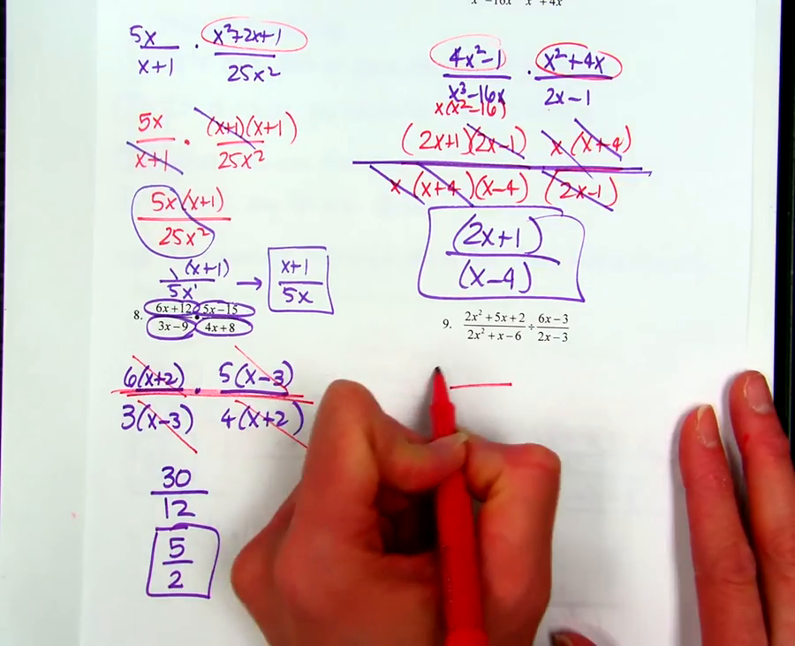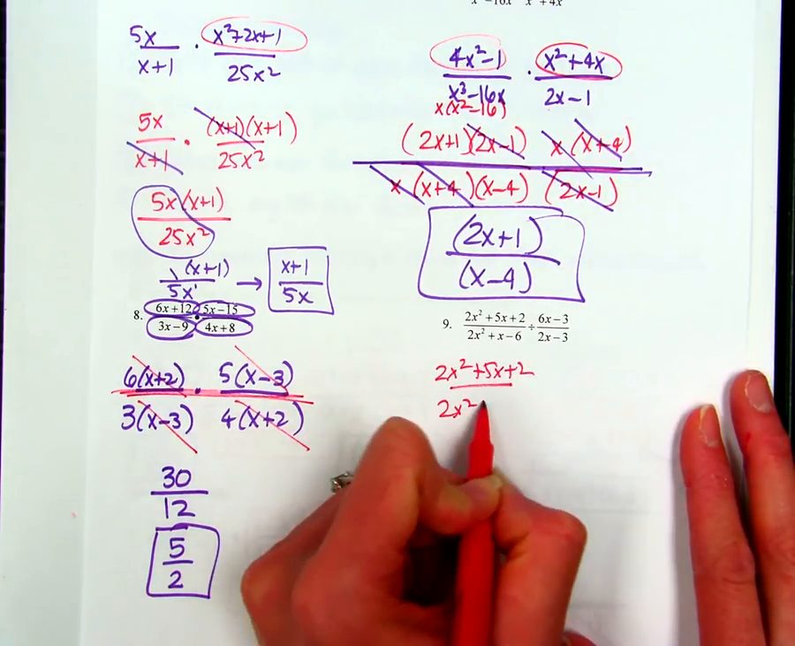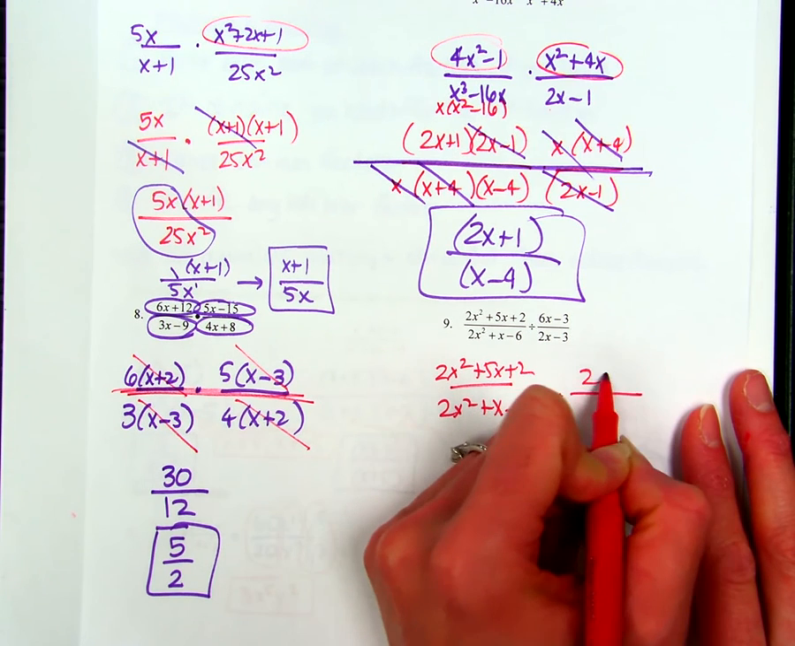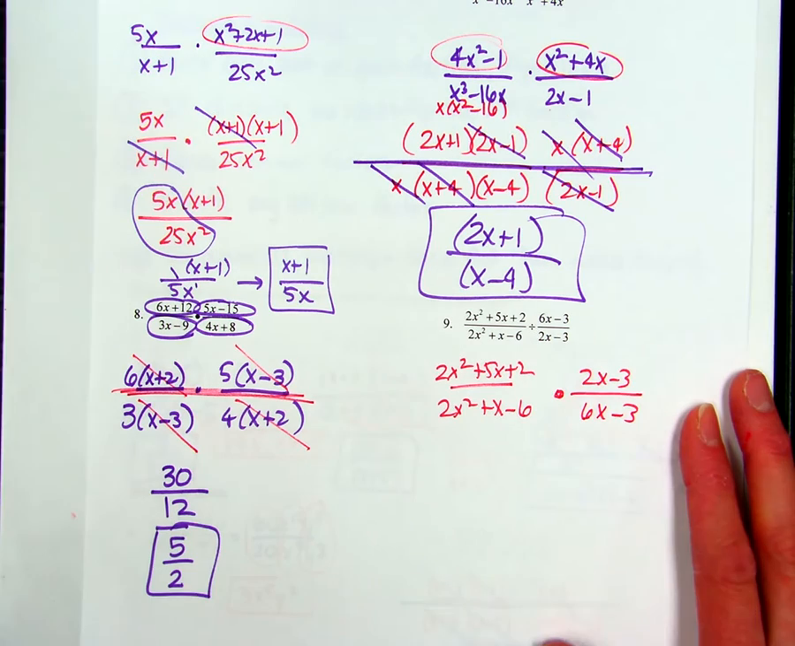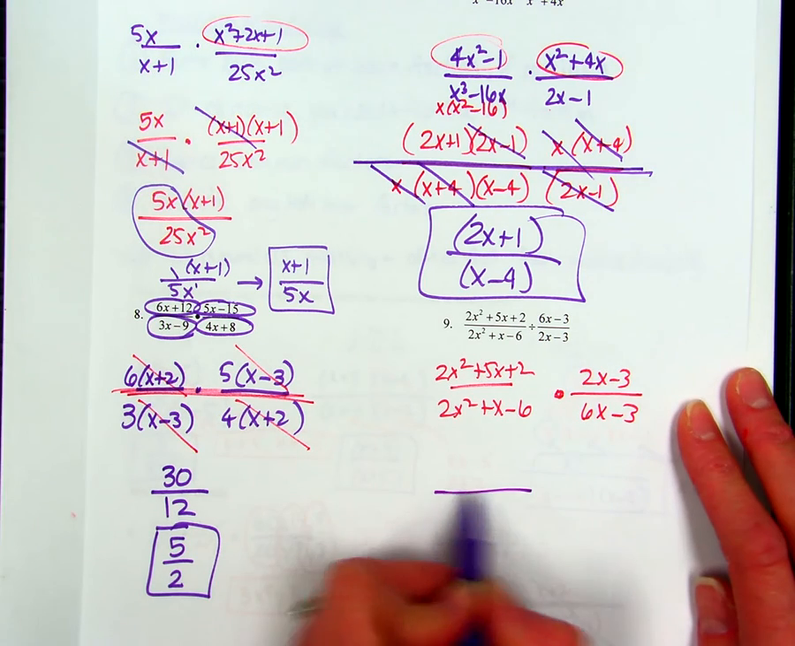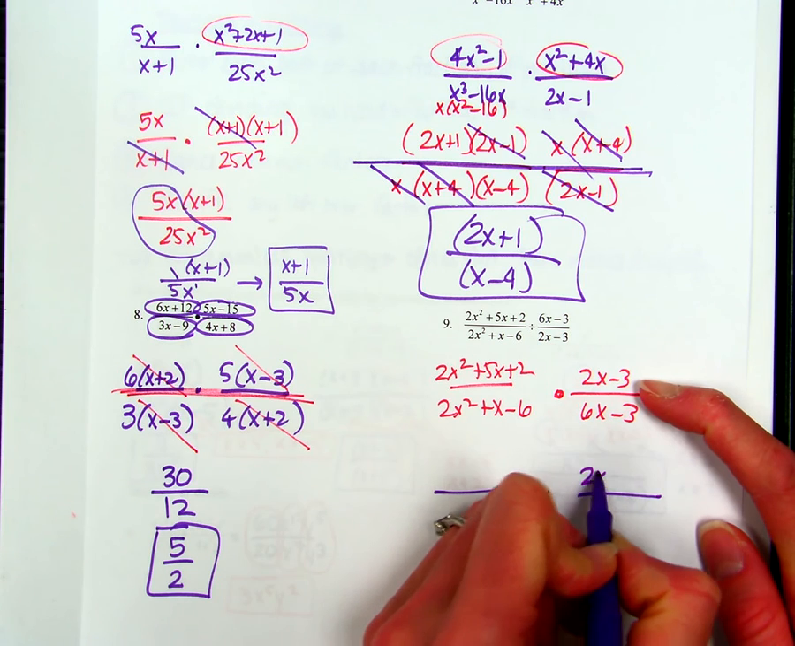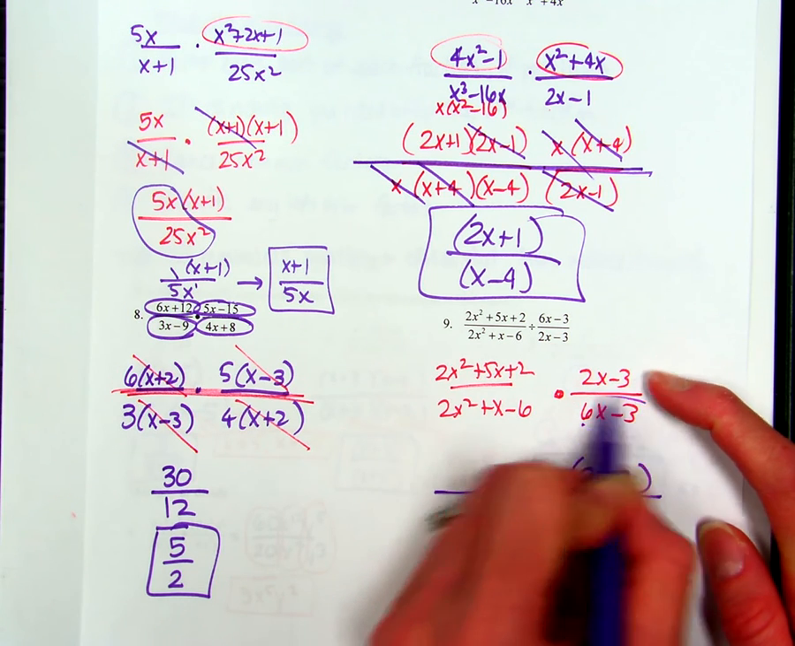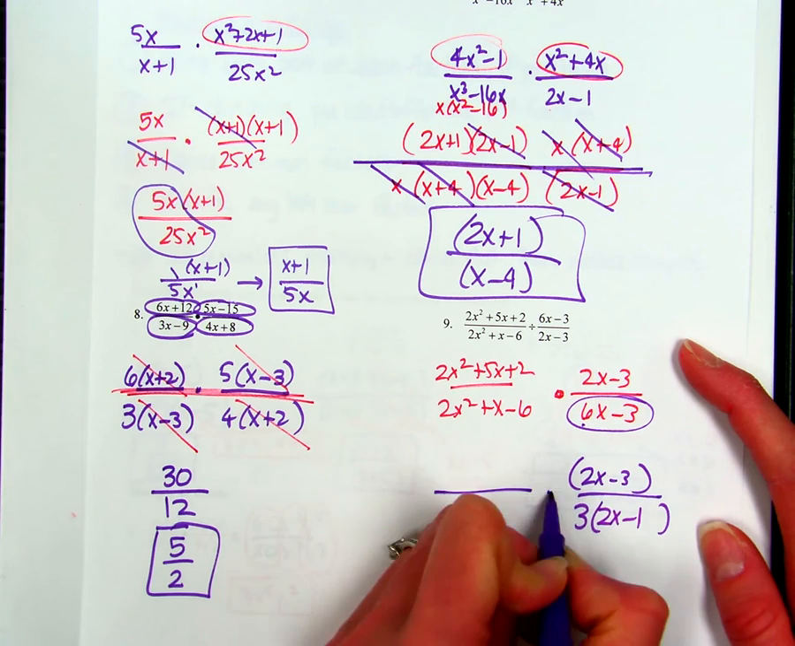All right, last one. We need to flip the second fraction. So I'm keeping the first fraction the same, but I'm going to flip this second fraction over. All right, now I'm going to try to factor. So there's no GCF out of 2 and 3, so 2x minus 3 just stays. But here I have a GCF. I could take out a 3, and I'm left with 2x minus 1.